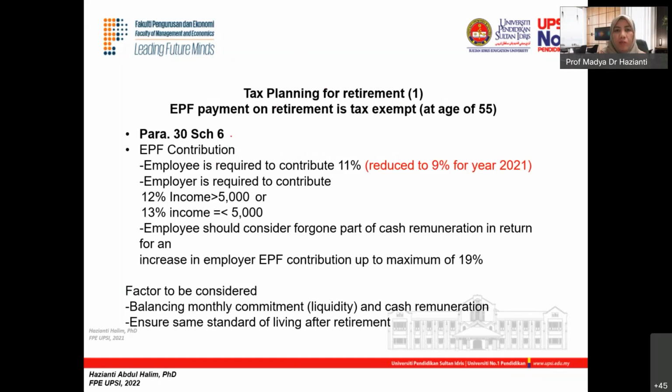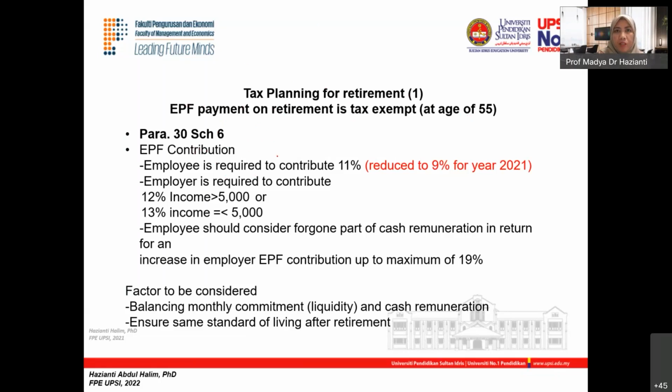For example, for EPF contribution. So this is tax exempted at the age of 55. Kalau ada below 55, this is actually taxable. So kita nak tengok lah, what are the tax exemption on EPF payment? So first of all is EPF contribution.